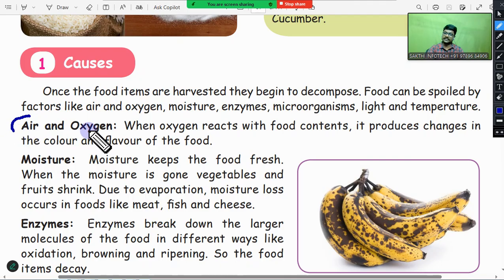Air and oxygen. When oxygen reacts with food contents, it produces changes in the color and flavor of the food. Read two times.